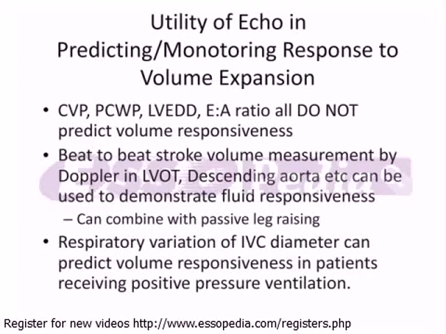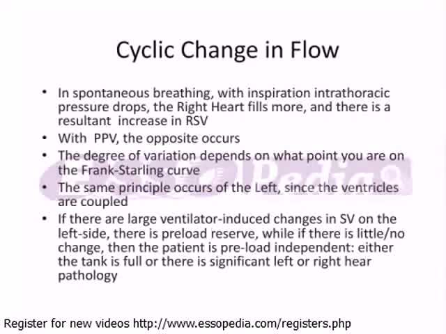Two techniques that have been used are respirophasic change in stroke volume by pulse Doppler and respirophasic change in IVC diameter by transthoracic echo and in SVC diameter by transesophageal echo. In spontaneous breathing, with inspiration, intrathoracic pressure drops. The right heart fills more, and there is a resultant increase in right-sided stroke volume. With positive pressure ventilation, the opposite occurs. The degree of variation depends on what point you are on the Frank-Starling curve.